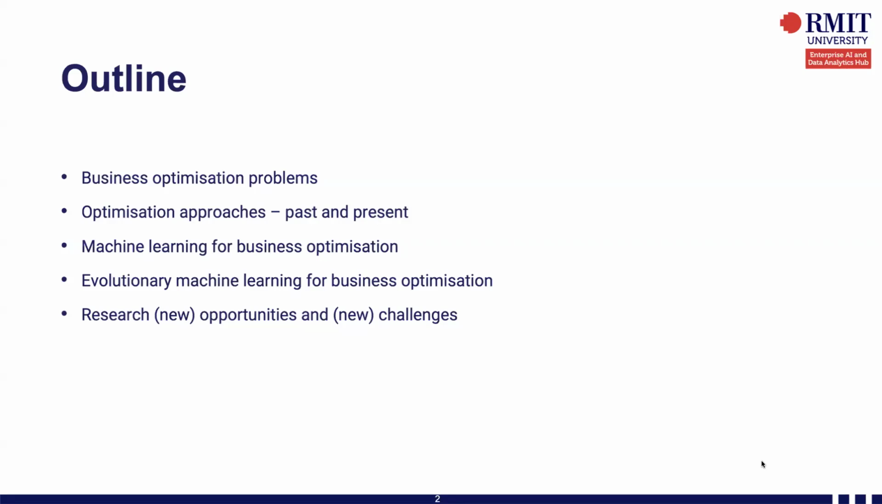So this is the agenda of my talk. I will very briefly talk about business optimization problems and the optimization approach. We have seen a lot of experts here, so I'm not going to spend too much time there. I'm going to briefly talk about machine learning's application in business optimization. Then I'm going to narrow it down to evolutionary machine learning for business optimization. I'll talk about the case studies that we have explored in the last several years, and wrap up this talk with some of my thoughts about recent opportunities and the challenges we may face.